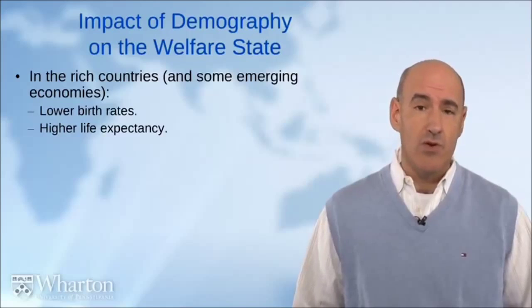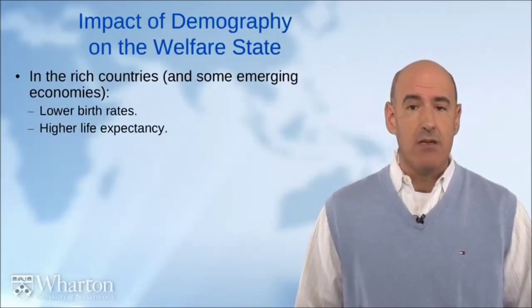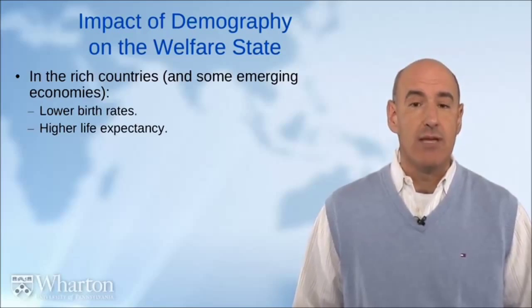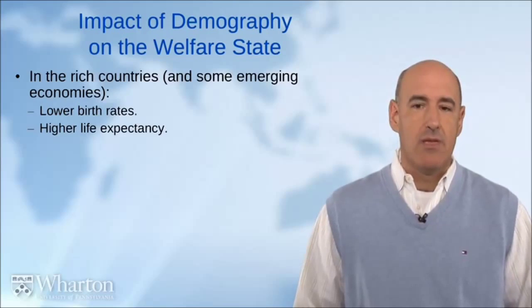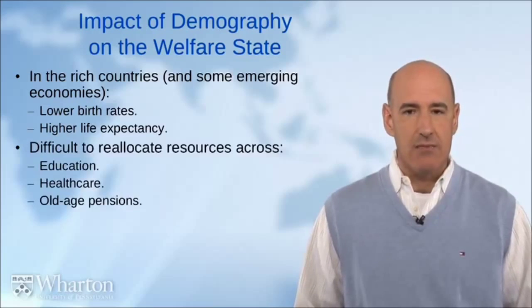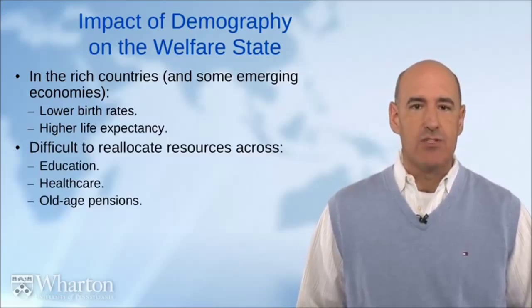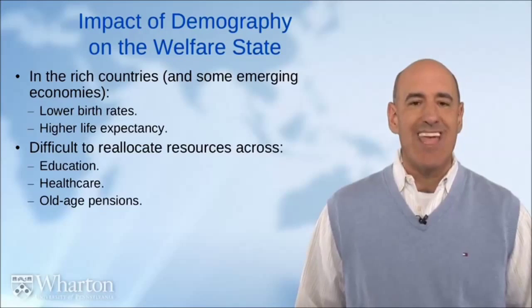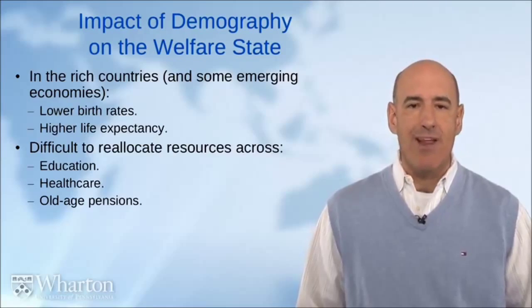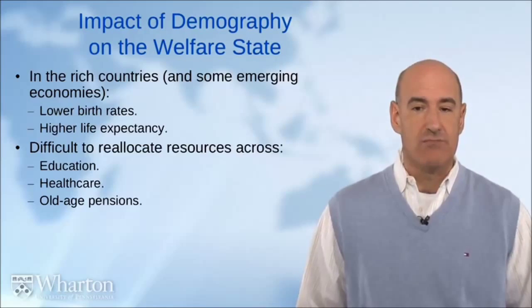In addition to the economic and political implications of demography, let's also think about the impact of demography on the welfare state. For instance, at the present time, in the rich countries in the world, in Europe, in the United States, in Japan, we see that population aging is putting a lot of pressure on welfare spending, especially in the form of pensions and healthcare. It's also important to think about how difficult it is for governments to reallocate expenditures on welfare across different areas like education, healthcare, and pensions as the demographic composition of the population changes.